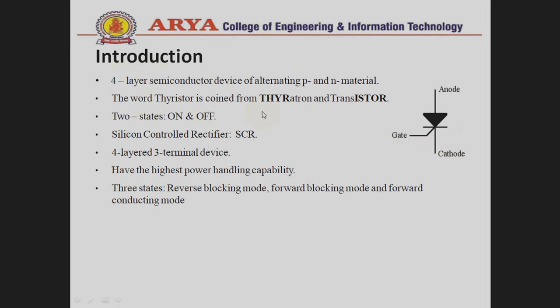The word thyristor is made by the combination of thyratron and transistor. In thyristor working, the thyristor comes in two states, on and off. Thyristor is also known as the SCR, silicon controlled rectifier, because silicon is used for its construction and it operates as a rectifier, and the control word is there due to this rectifier term.